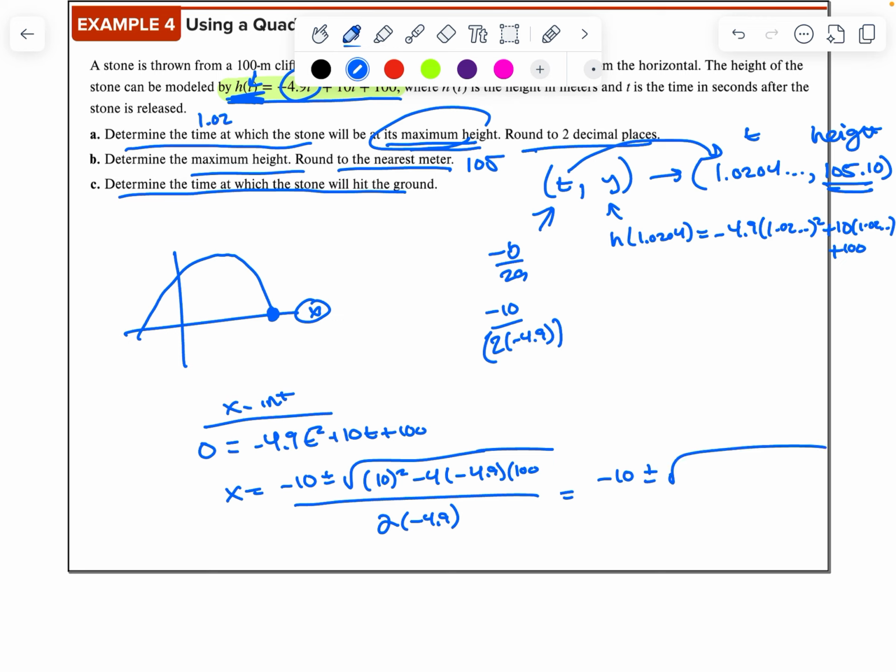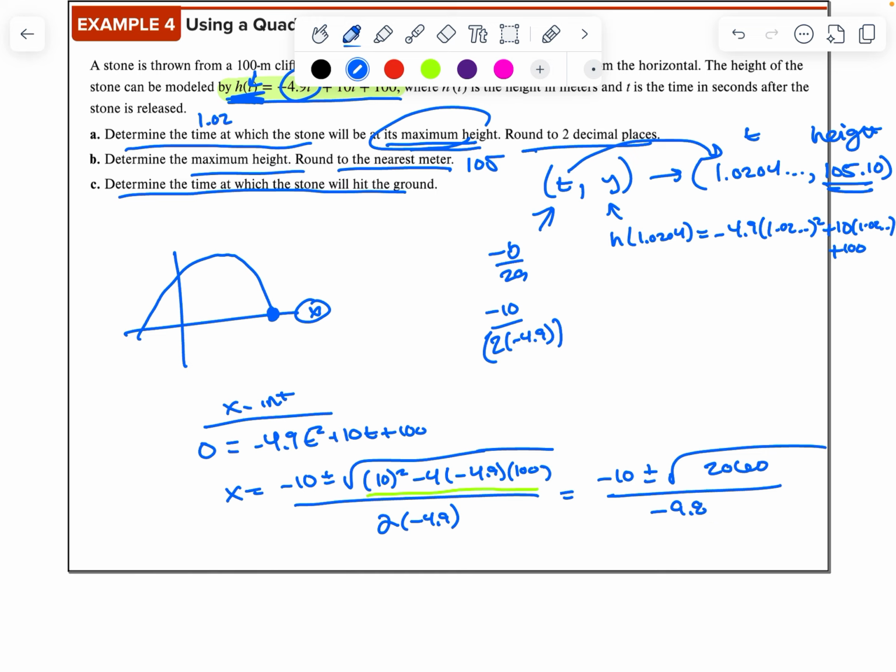So in my calculator, I'm typing 10 squared minus 4 times negative 4.9 times 100. And that gives me 2,060. And 2 times negative 4.9 is negative 9.8. Now I can type the whole thing in my calculator. I'm getting two answers, right? One of them I'm typing a plus in my calculator. The other time I'm typing a minus in my calculator to get both the answers.